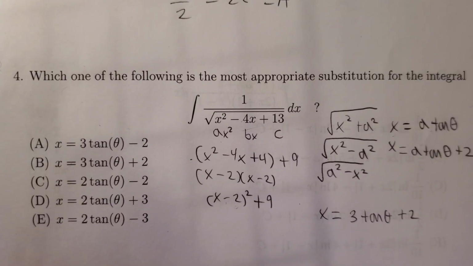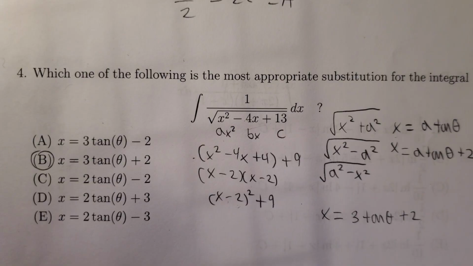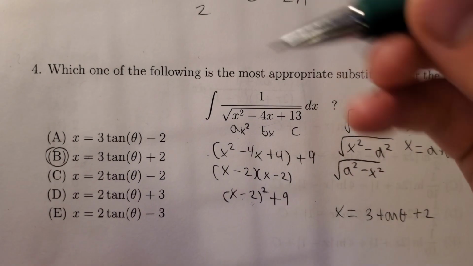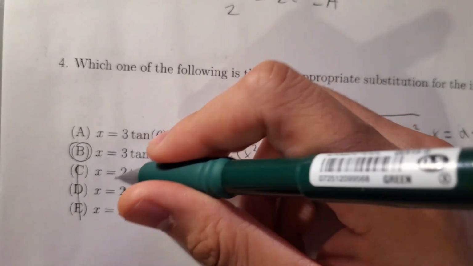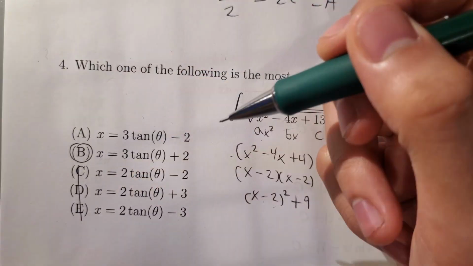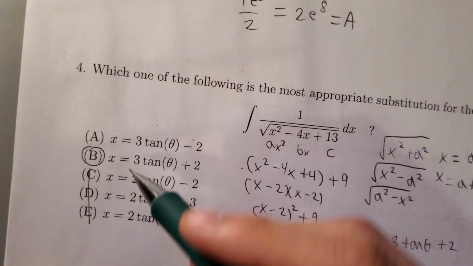And so the answer to this question ends up being B. Another thing is once you figure out what A is, in this case it's 3, you can automatically eliminate these 3 choices, C, D, and E, because the A term in these options is 2, not 3. So it narrows it down to A and B. And then from here, this is minus 2, which is not plus 2 like our substitution, so it's down to B.